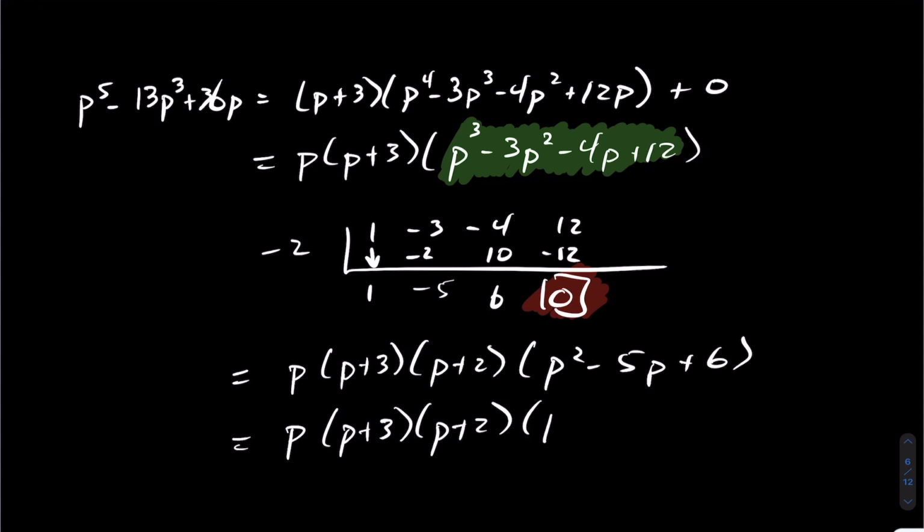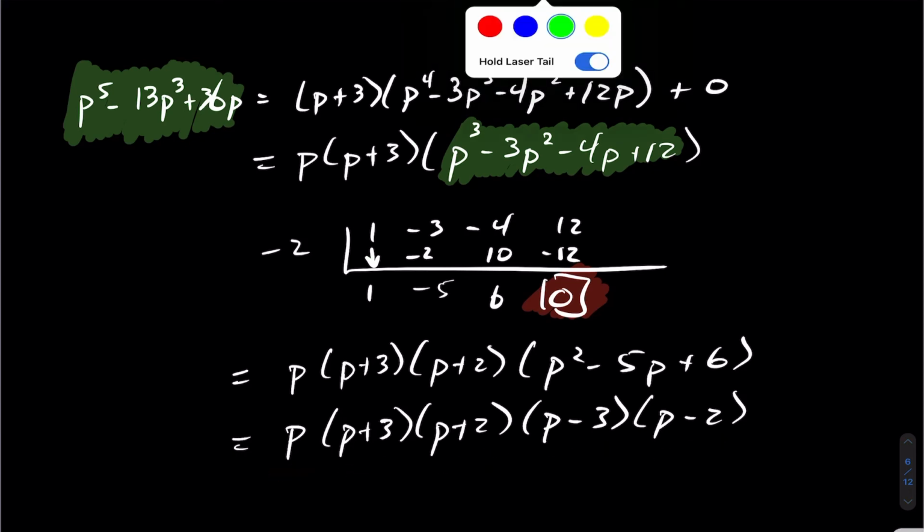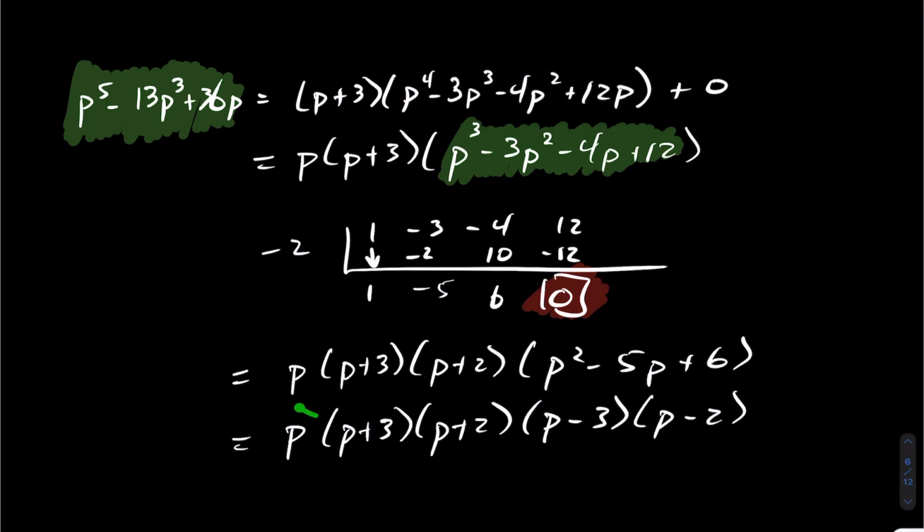That'll factor easy, so we have p is a factor, p plus 3 is a factor, p plus 2 is a factor, and now our quotient factors into p minus 3 being a factor and p minus 2 also being a factor. So we can see here that our degree 5 polynomial has 5 factors: p, p plus 3, p plus 2, p minus 3, and p minus 2. Again, doing synthetic division on 0, -3, -2, 3, or 2 will each yield a remainder of 0. Let's take a look at another example.